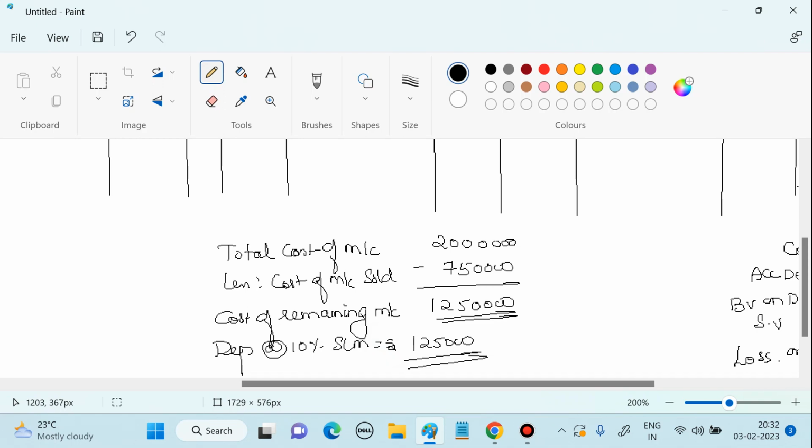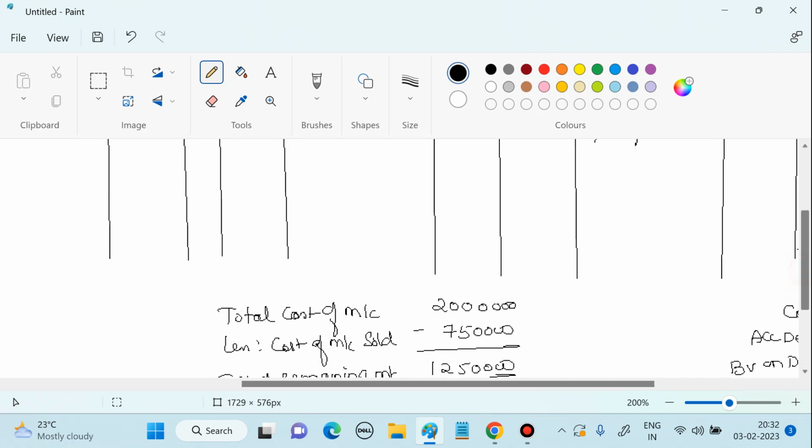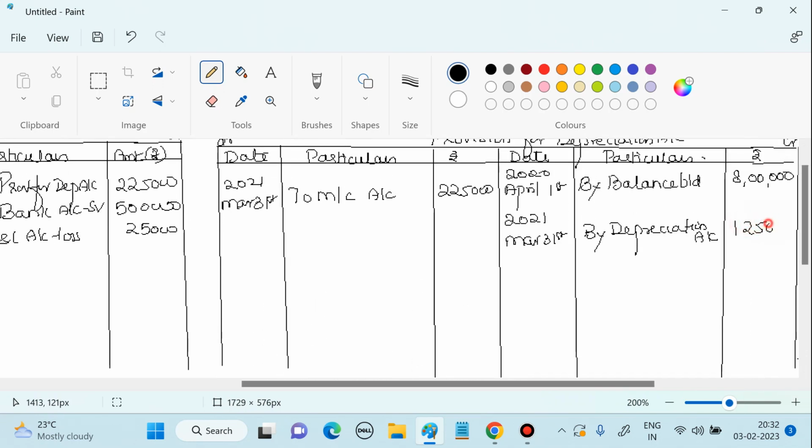Yes, ma'am. Note this down. Total cost of machinery was 20 lakh. Out of that, cost of the machinery which we sold off, we'll remove, 7,50,000. So we'll be left with the cost of remaining machinery, which is 12,50,000. Now we are following straight line method. So in straight line method, we apply the depreciation rate given on the original cost. So on 12,50,000, 10%, 1,25,000. This depreciation you write here, 1,25,000. Now done. Nothing else left.